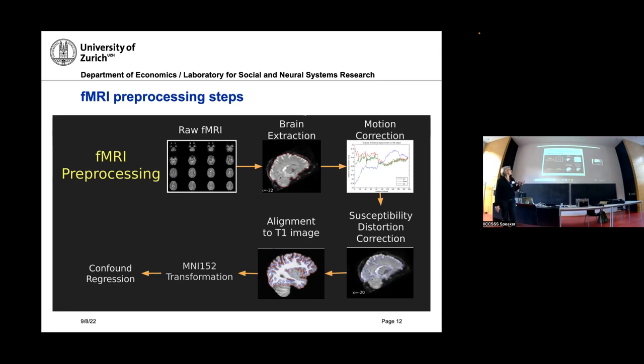So what you have to check for is how the participant is moving over time. Whatever the resolution in your fMRI data is, let's assume 3 millimeters, then you can correct for something that is moving 3 millimeters in some direction, but it's getting complicated if it moves farther than that. So you have to check for that.